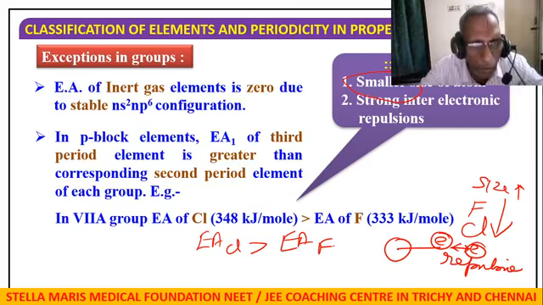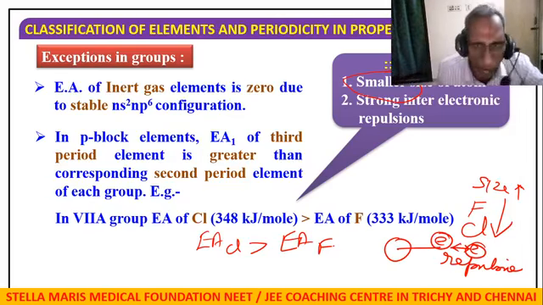Anybody having a doubt about this slide? The electron affinity of inert gas elements is 0 because of the stable, completely filled np6 configuration. A third period element's electron affinity is higher than that of a second period element because of increased size and stronger inter-electronic repulsion. The second point is correct. Along the group, study.